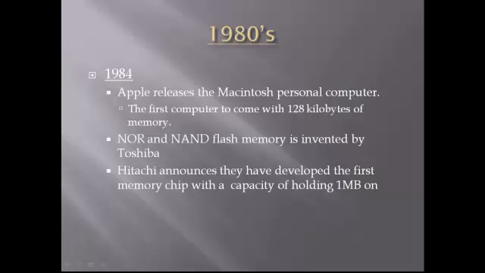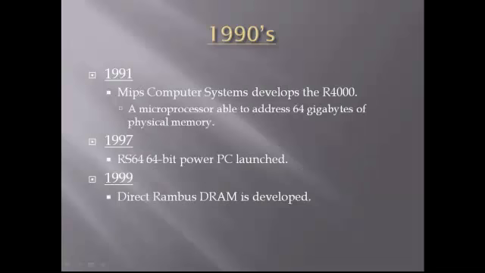And finally, in 1984, Apple releases the Macintosh personal computer, the first computer to come with 128 kilobytes of memory. NOR and NAND flash memory is invented by Toshiba, and Hitachi announces they have developed the first memory chip with a capacity of holding 1 megabyte. In 1991, MIPS Computer Systems developed the R4000. It was a microprocessor able to address 64 gigabytes of physical memory.